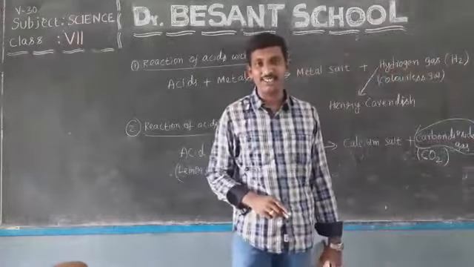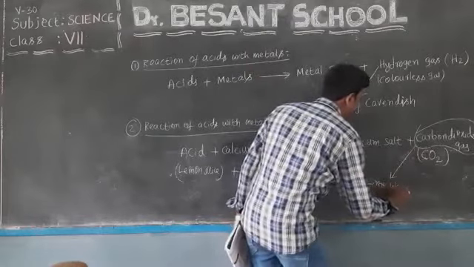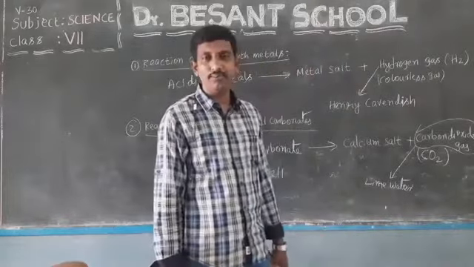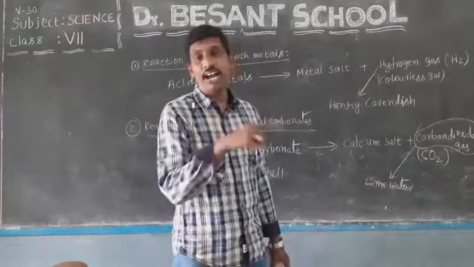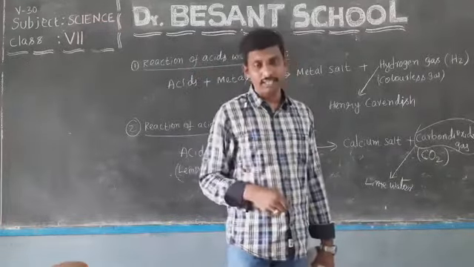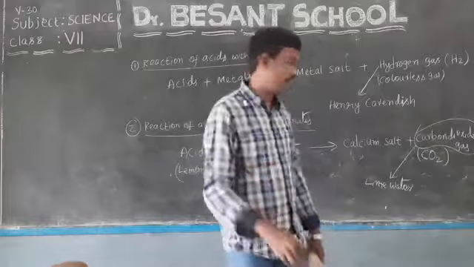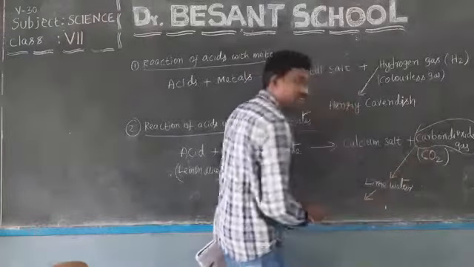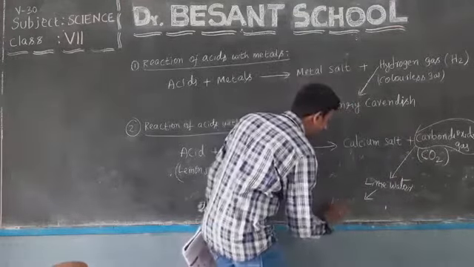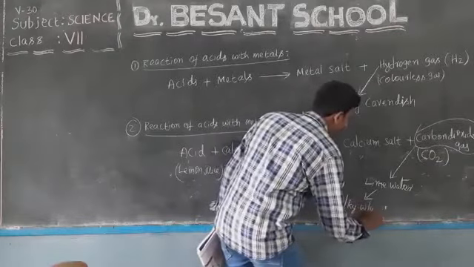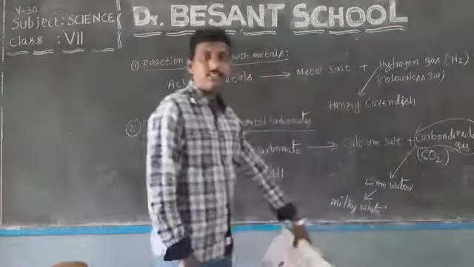If this carbon dioxide gas is passed into lime water, what is the chemical name of lime water? Yes, calcium hydroxide. Commonly it is also known as slaked lime. Calcium hydroxide. If carbon dioxide is passed into lime water, then the lime water turns milky white.